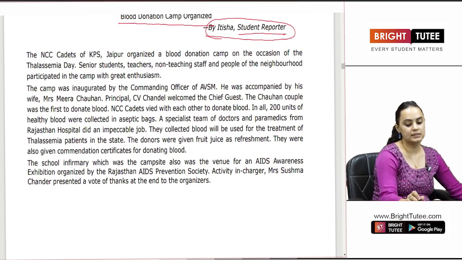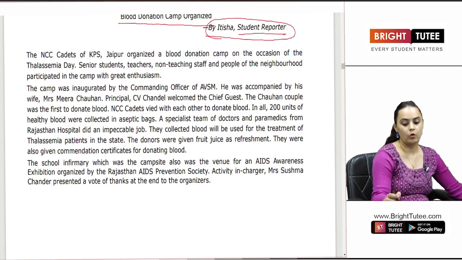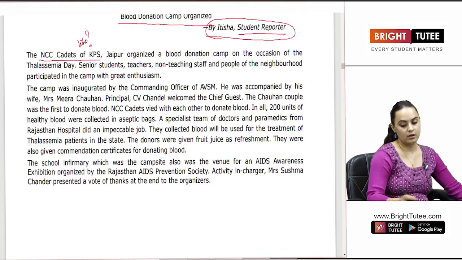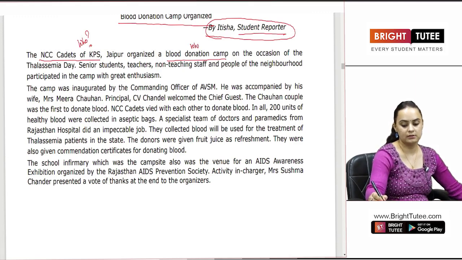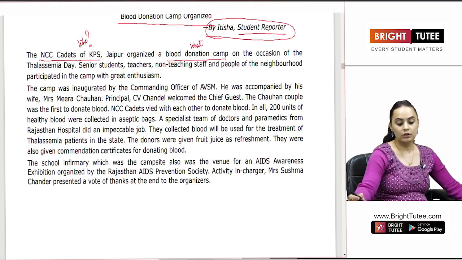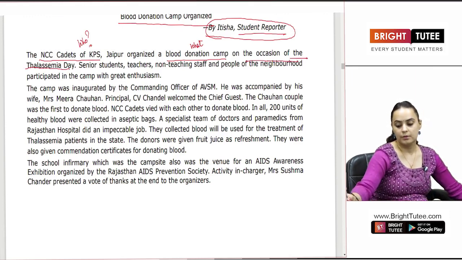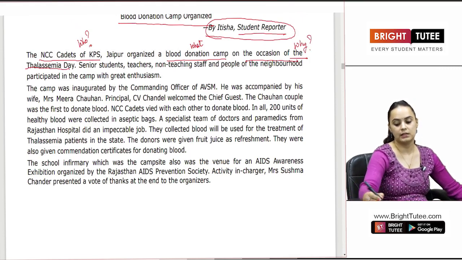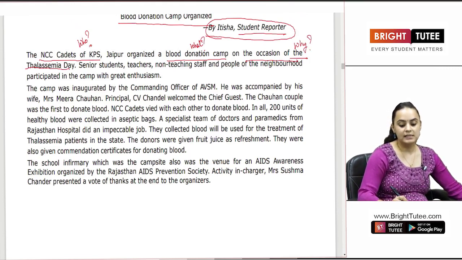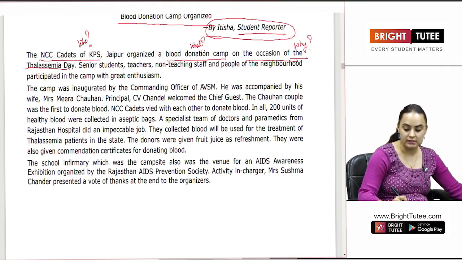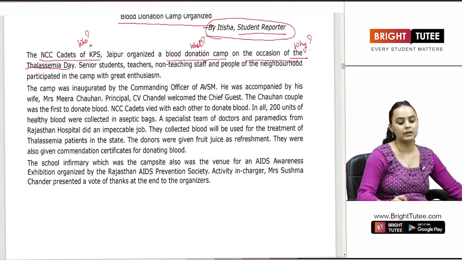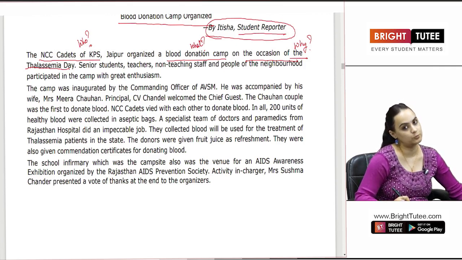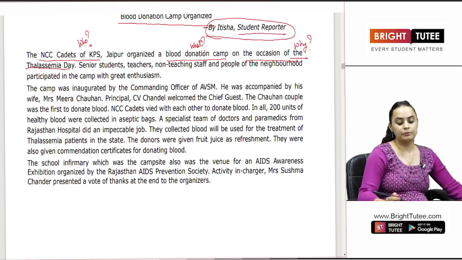The NCC cadets of KPS Jaipur organized. Who organized? The NCC cadets. What did they organize? A blood donation camp on the occasion of Thalassemia Day. So why did they organize it? Because it was the Thalassemia Day that they were celebrating. Senior students, teachers, non-teaching staff and people of the neighborhood participated in the camp with great enthusiasm. So the camp was inaugurated by the commanding officer of AVSM.